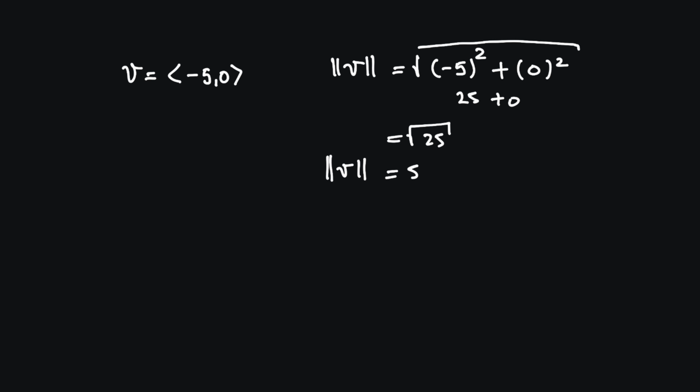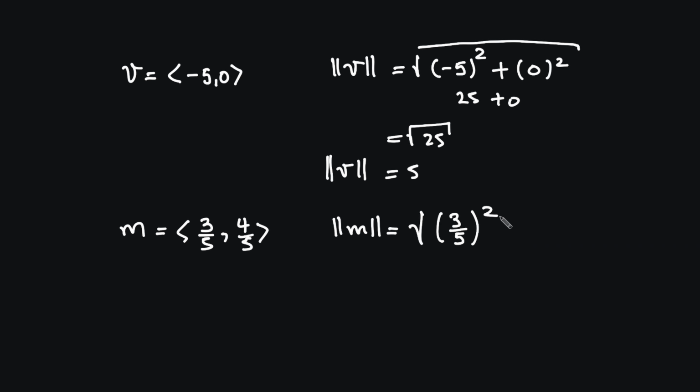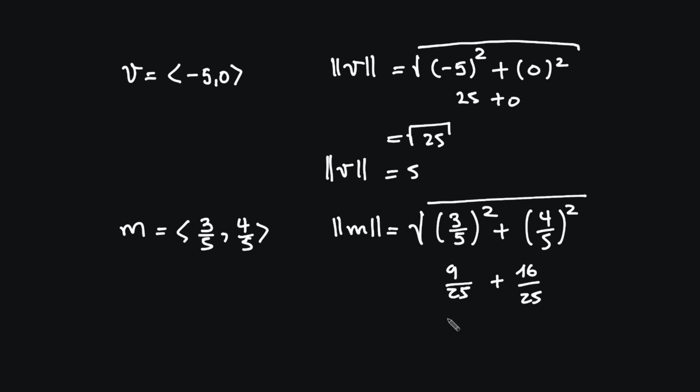Okay? Let's do one last example. Let's suppose that we have vector m with components 3/5 and 4/5. Okay, we do the same thing. Magnitude of m will be equal to the square root of 3/5 squared plus 4/5 squared. 3 squared is 9, 5 squared is 25, plus 4 squared is 16, 5 squared is 25. These are like fractions, so we can add them.